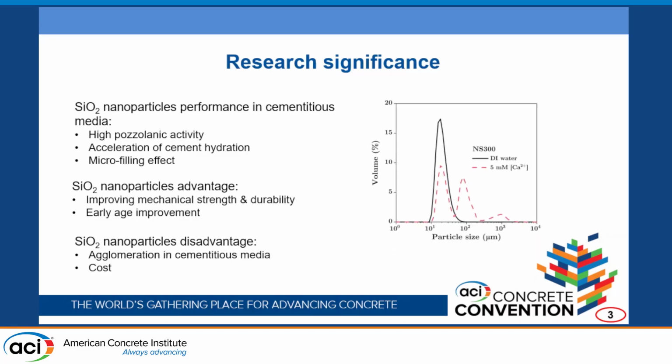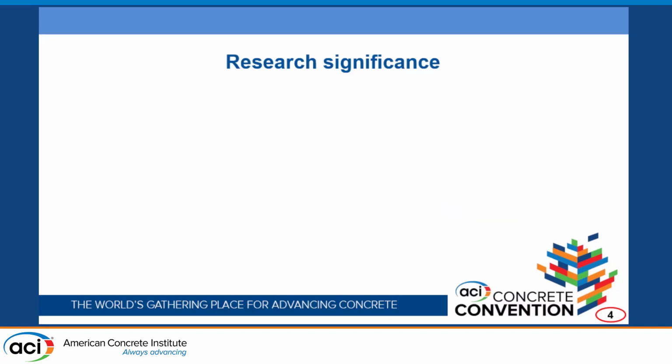So as we can see here, we just used a commercial colloidal nanosilica with 300 square meters per gram surface area in DI water and in a solution of 5 millimolar calcium ions. And you can see the growth of large agglomerates, getting into the micron size, by just adding a small concentration of calcium ions in the cementitious solution. You can see that agglomeration is a big issue with silicon nanoparticles.